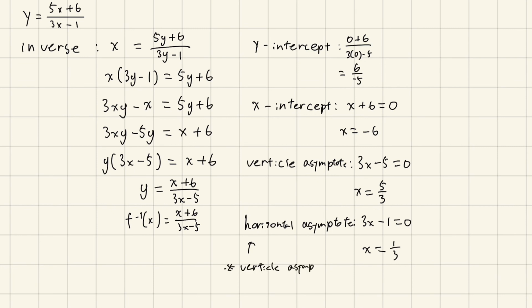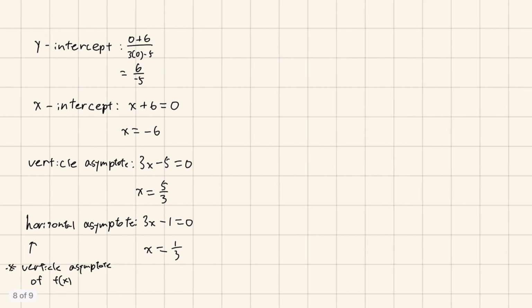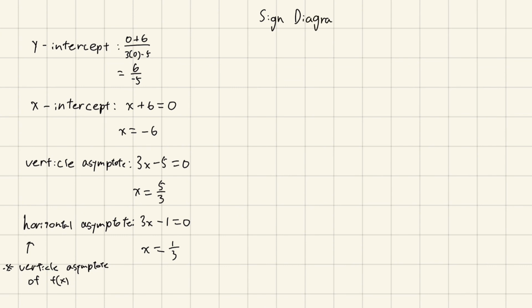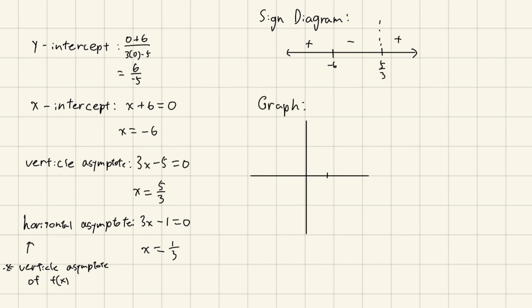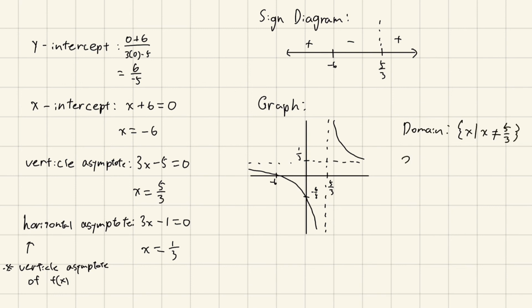With this, we can now draw a sign diagram which will help us sketch the inverse function on a set of axes. Making sure our graph abides the sign diagram and asymptotes, a sketch of f inverse of x can be drawn like so. Hence, our new domain will be all real numbers except 5 over 3, and our new range will be all real numbers except 1 over 3.